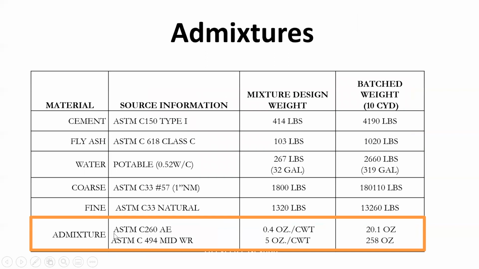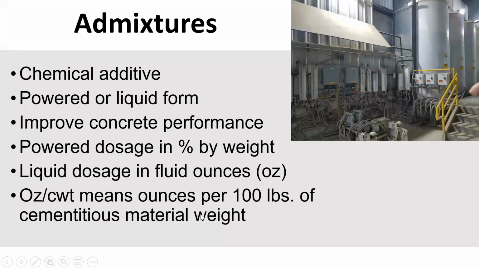So the last thing is admixture. It's very common to use air entrainment for freeze-thaw durability. You may also use a mid-range water reducer to improve your strengths and your workability, mainly your workability, and it will increase your strengths normally too.